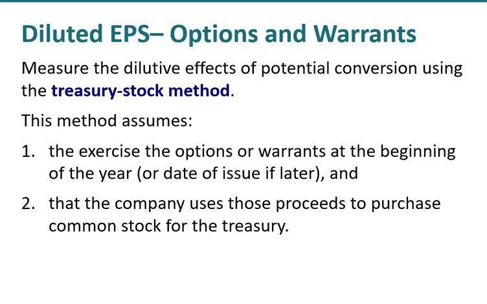And we also assume, and this is the important thing, that the company uses those proceeds to repurchase common stock for the treasury. So this reduces the number of shares outstanding. So in step one, the exercise of the option increases the number of shares outstanding, but this is slightly reduced because we assume the company uses the proceeds then to repurchase some of those shares for the treasury. Let's go ahead and take a look at our summary of our earnings per share calculations.